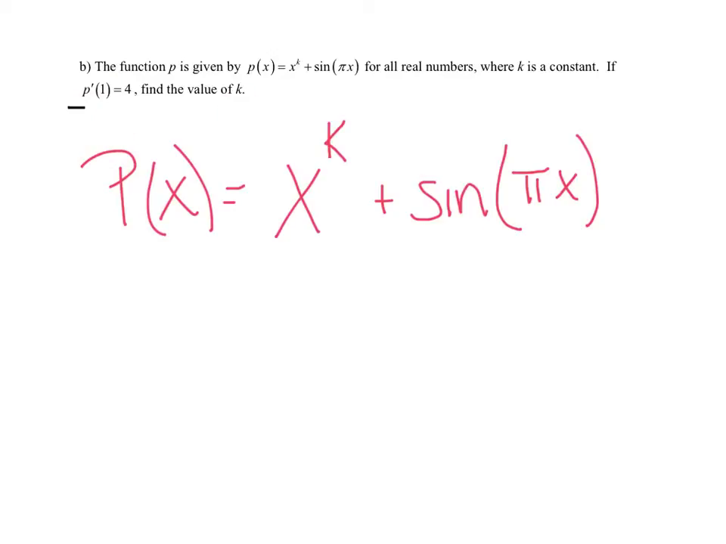Okay, so I know p prime of 1 equals 4. That means I'm going to take the derivative, I'm going to substitute in the number 1, and I'm going to set it equal to 4. Alright, so here we go.